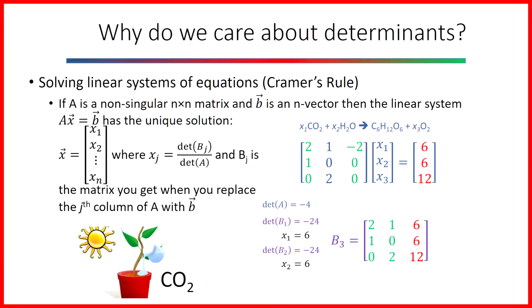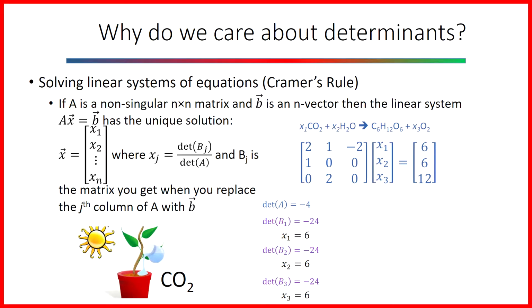Finally, we define B3 as the matrix A with its third column replaced by the B vector. This time, when we compute the determinants of all three matrices, the determinant of the first matrix is negative 12, the determinant of the second matrix is 12, and the determinant of the third matrix is 2. So we have 2 times negative 12 minus 1 times 12 plus 6 times 2, so the determinant of B3 is also negative 24, and x3 also equals 6.